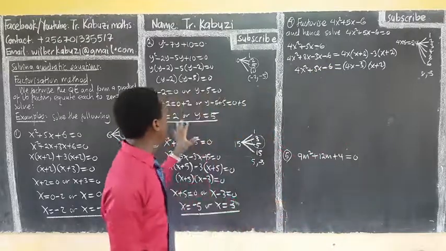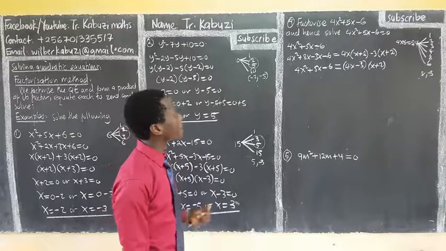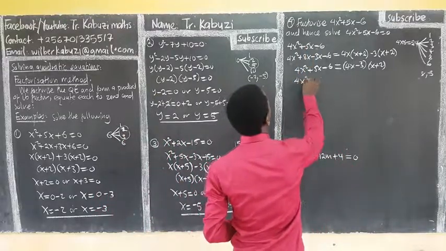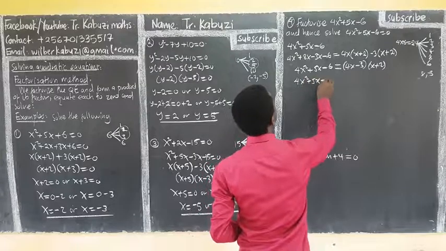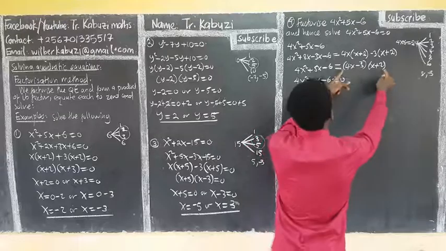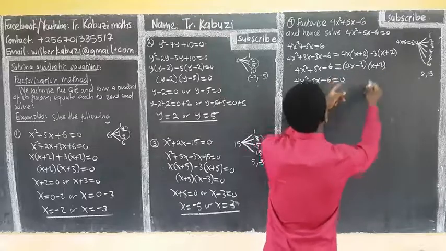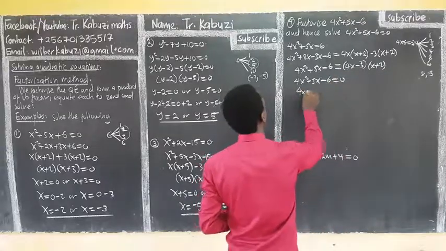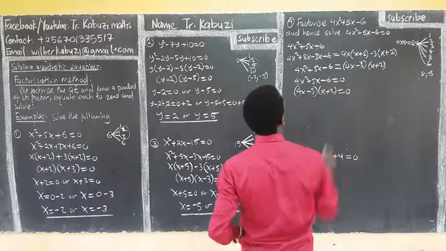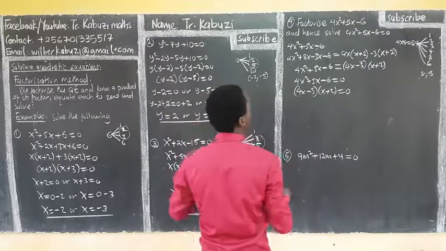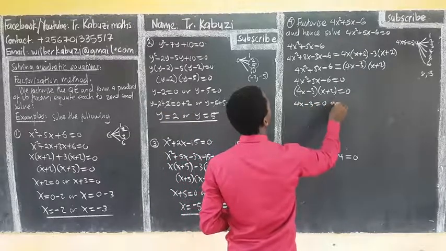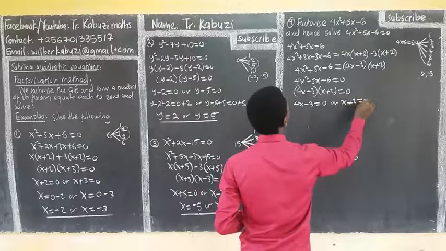Why do we bring in this? To create even terms. Now, hence, 4x squared plus 5x minus 6 equal to 0. It means that now you continue from here. You know that the whole of this is this. So you have now 4x minus 3 into x plus 2 equal to 0. So now we are on this step here. So either 4x minus 3 is 0 or x plus 2 is 0.